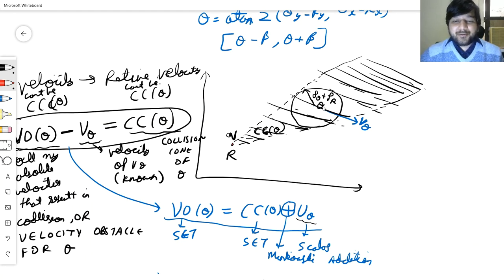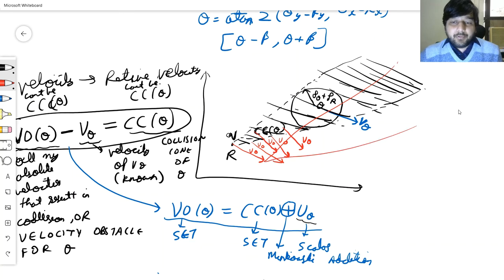This little distance will get added up. So this point will get transformed over here. This point will get transformed over here. All these points will get transformed by VO. And what you will get is exactly the same shape, except that everything will move by VO.